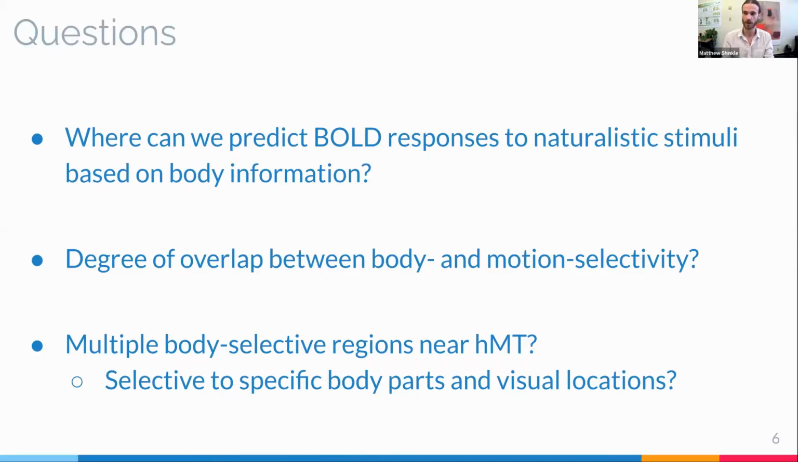And so this raised a few questions that we were interested in investigating. We wanted to see whether we could predict BOLD responses to naturalistic stimuli based on body information. We wanted to determine the degree of overlap between body and motion selectivity, specifically around hMT. And we wanted to see whether body selectivity around hMT could actually be described as multiple body selective regions with different tuning to different body parts and visual field locations.